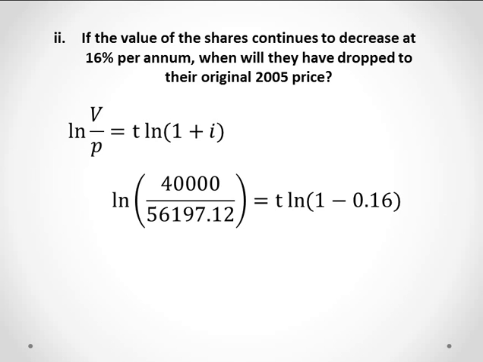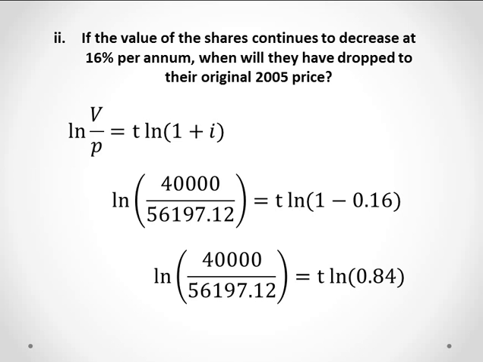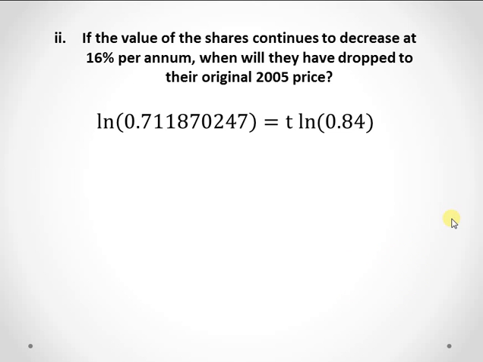Subbing in our values then, we have the log of 40,000 over 56,197.12 is equal to T upon the log of 1 minus 0.16. So that's just equal to the log of 0.84 here. Calculating that 40,000 over 56,197.12, this is the full calculator display, okay? So we have the log of 0.711870247 is equal to T times the log of 0.84.